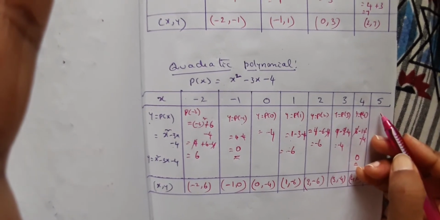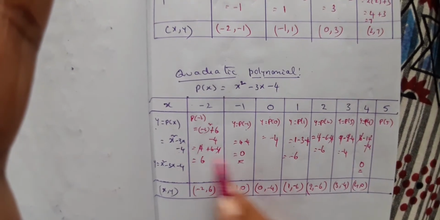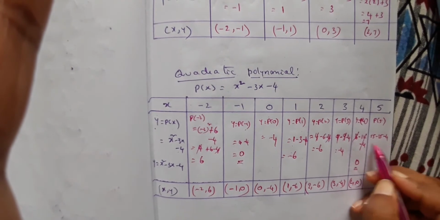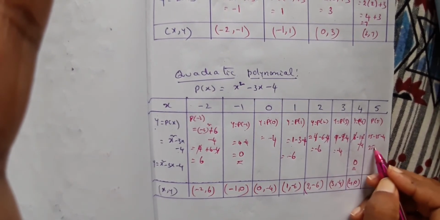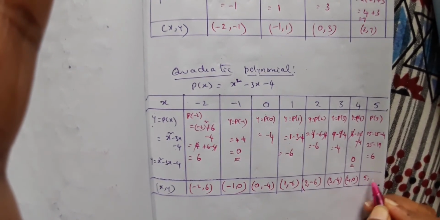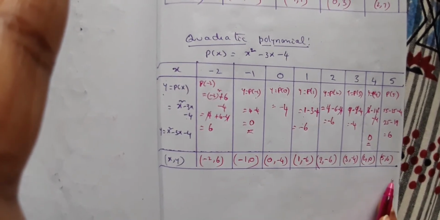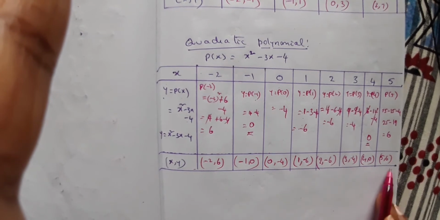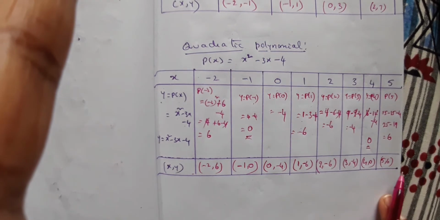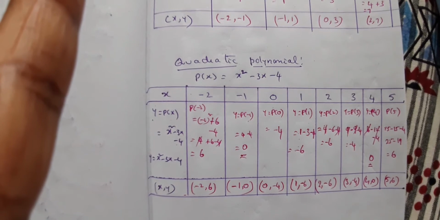And then the last one, that is p of 5. So 5 square is 25. Minus 3 5s are 15. Minus 4. 25 minus 19 is equal to 6. So it is 5 comma 6. So this is how we are supposed to find out the values. After determining the values, we have to locate these points on the graph paper and join all the points. Thus we will get the graph of the polynomial. So pause the video, take the screenshot.